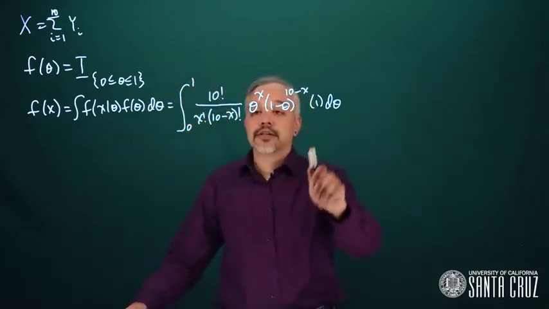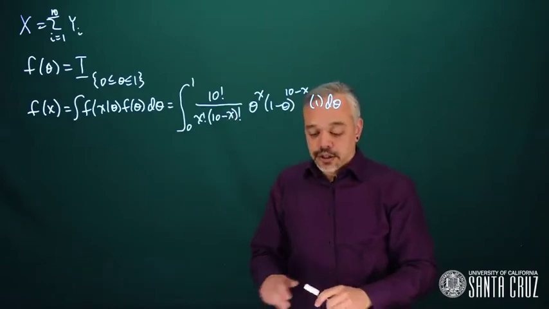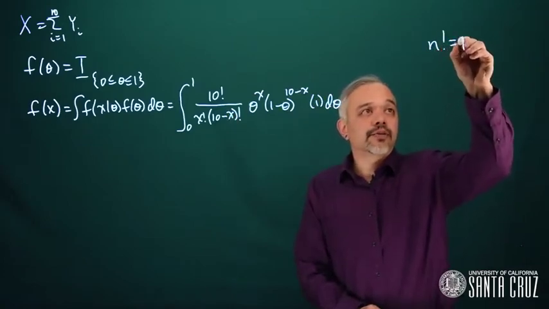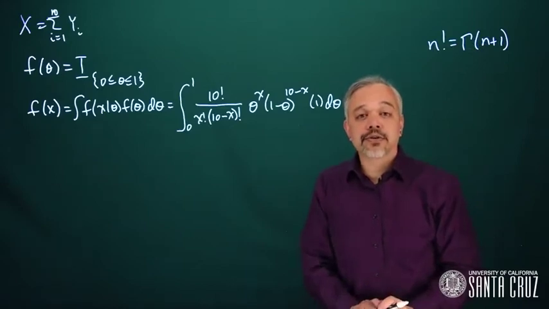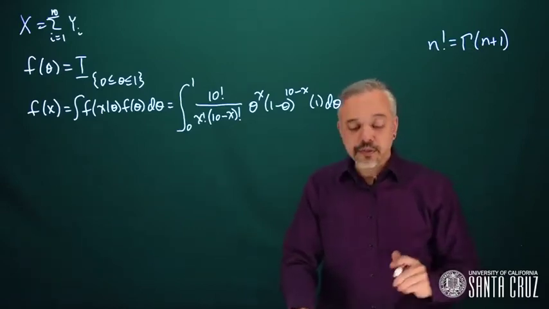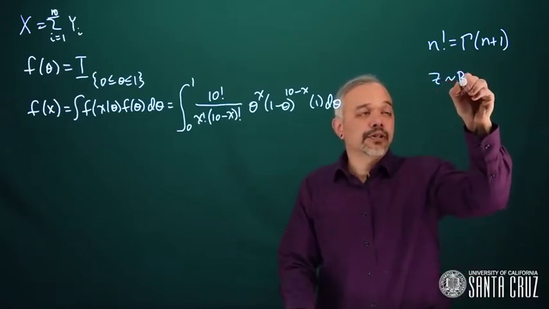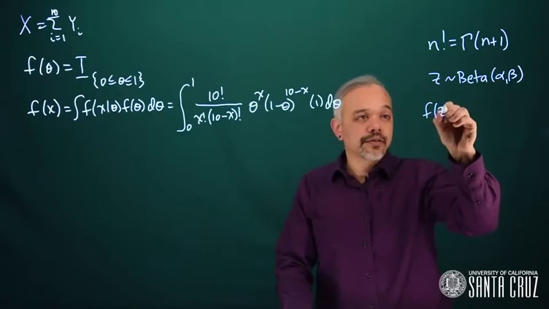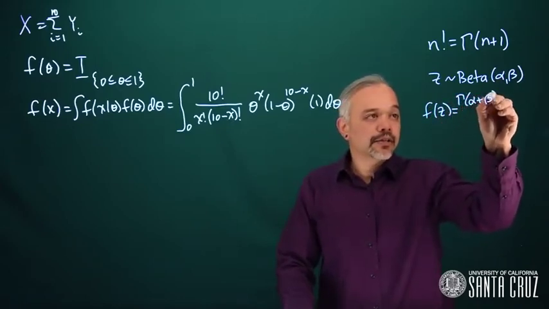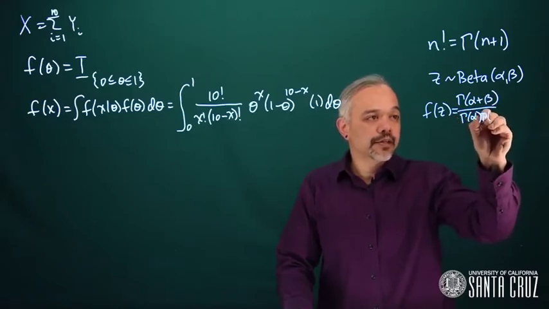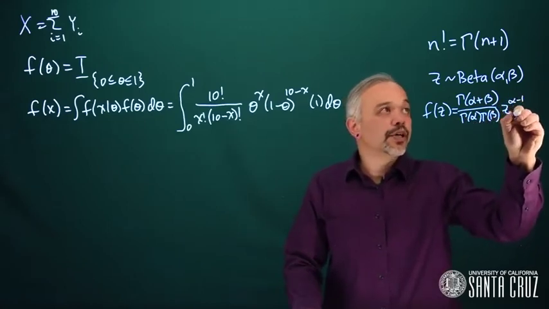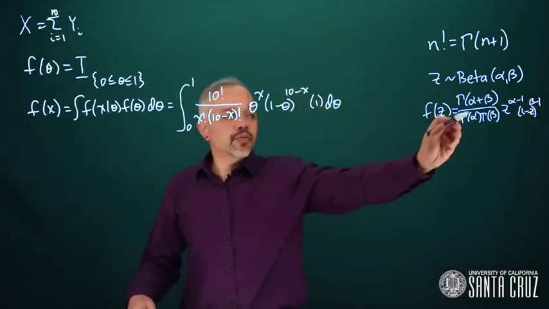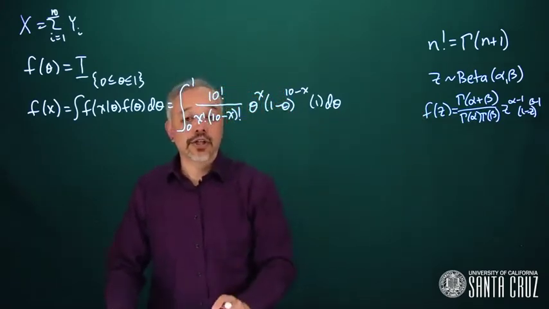All right, how do we simplify this? This is an integral that might be sort of difficult to see immediately how to do. Let's recall some interesting pieces of math. First, recall that for an integer n, we can write n factorial is equal to gamma of n plus 1. The gamma function is a generalization of the factorial function and can be used for non-integers. The other thing is that if z follows a beta distribution with parameters alpha and beta, then the density for z, f of z, we can write as gamma of alpha plus beta over gamma of alpha times gamma of beta, times z to the alpha minus 1 times 1 minus z to the beta minus 1. All right, so we're interested in a beta distribution here because we can simplify this piece to look like a beta density.